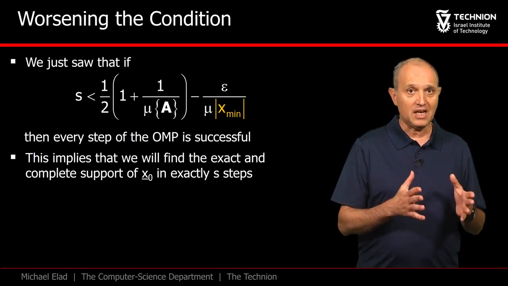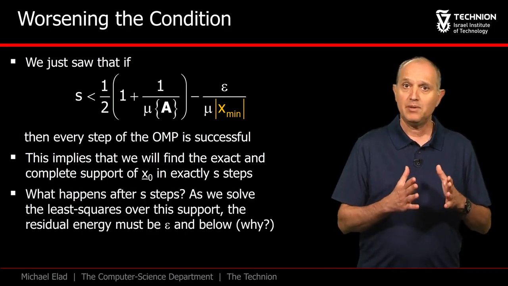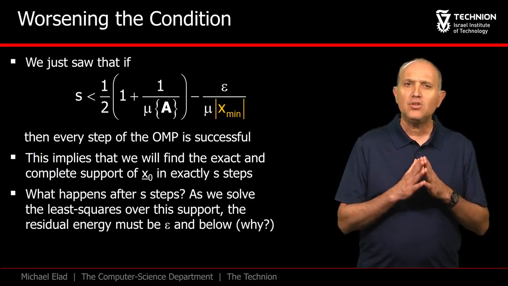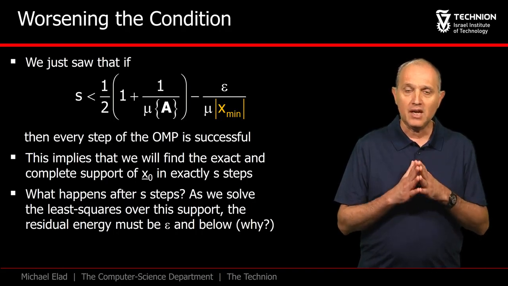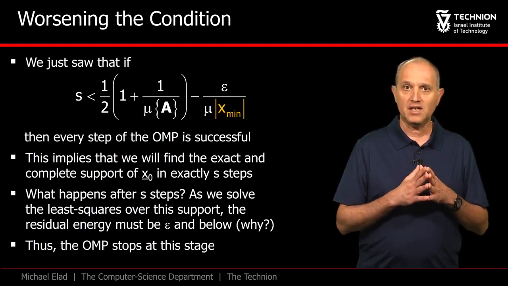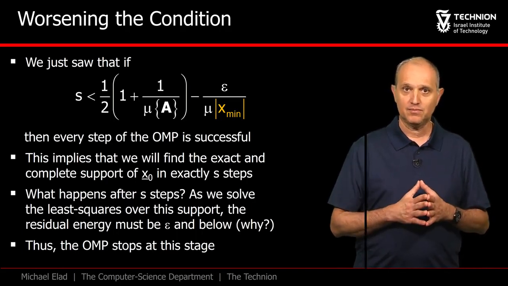This means that after exactly S steps, OMP will recover exactly the support of x naught. What happens after S steps? It is not hard to convince yourself that the residual norm will be epsilon and below. This means that after S steps, OMP stops with a perfect recovery of the support.